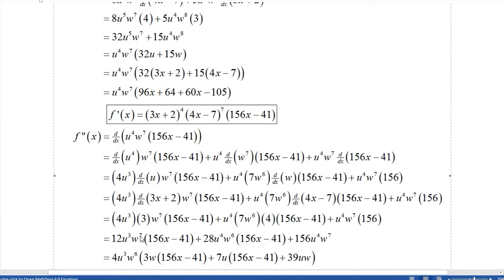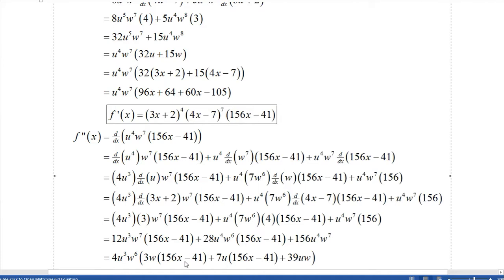And for w's, we have powers 7, 6, and 7, so we go with 6, the smallest power. Now we divide each term by 4, u cubed, and w to the 6th. As I said before, 12 divided by 4 is 3. The u's cancel out. W to the 7th divided by w to the 6th is just w, and we still have this other factor of 156x minus 41.